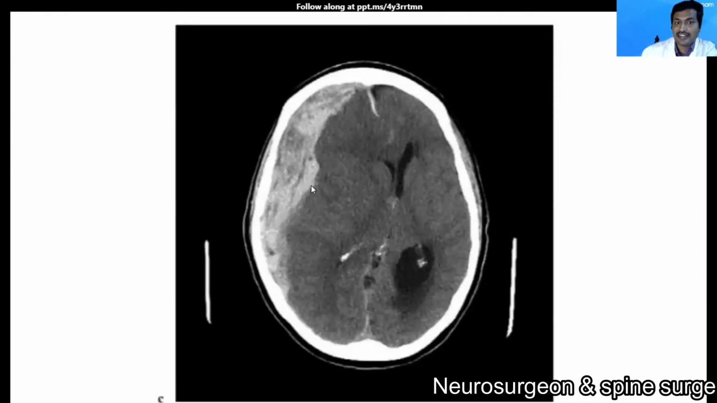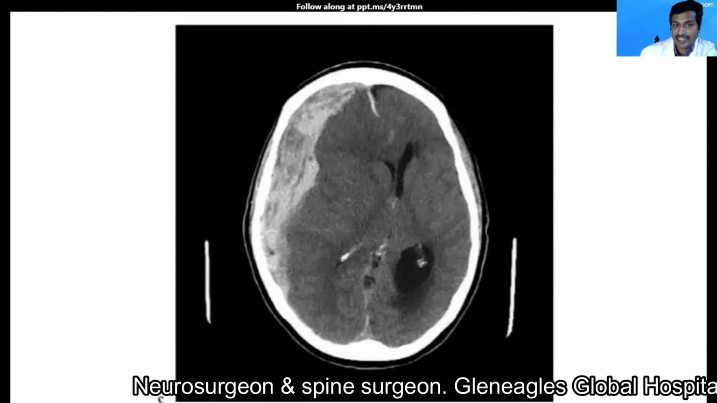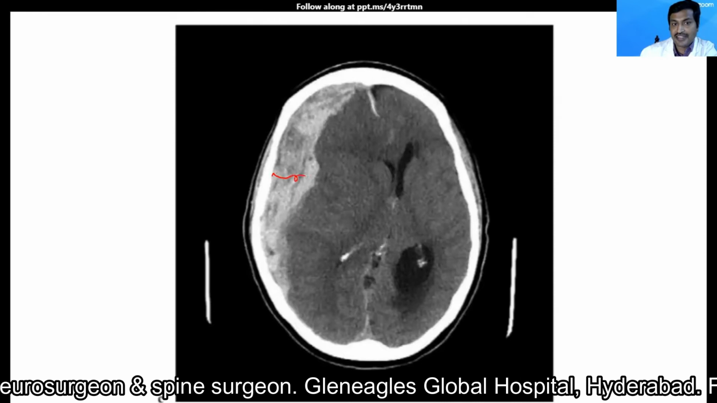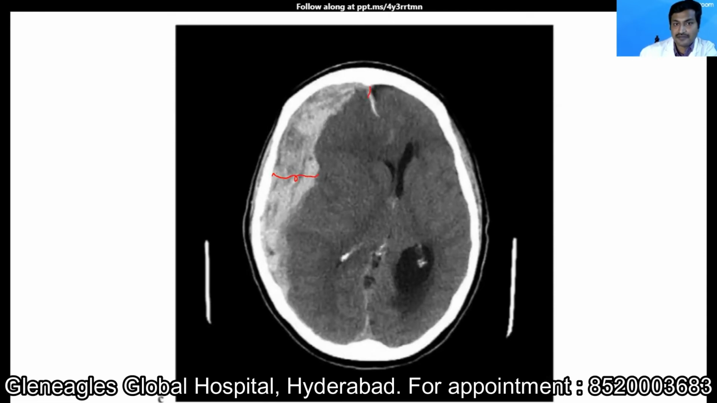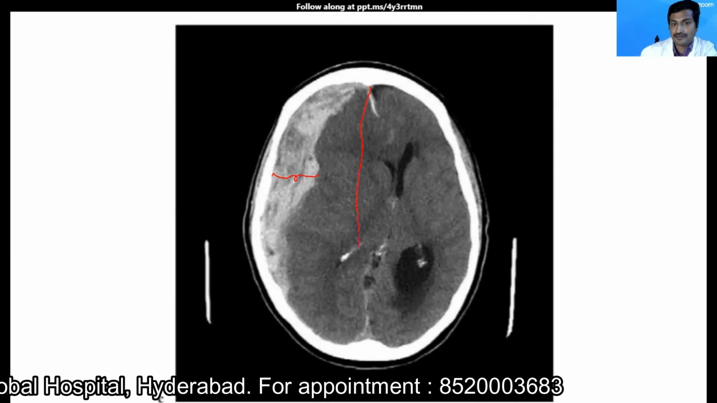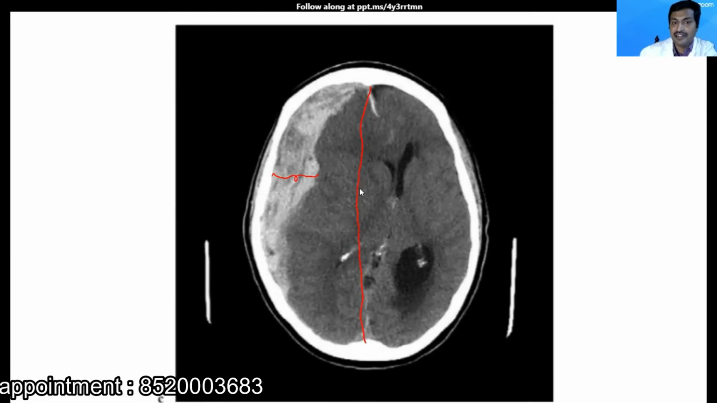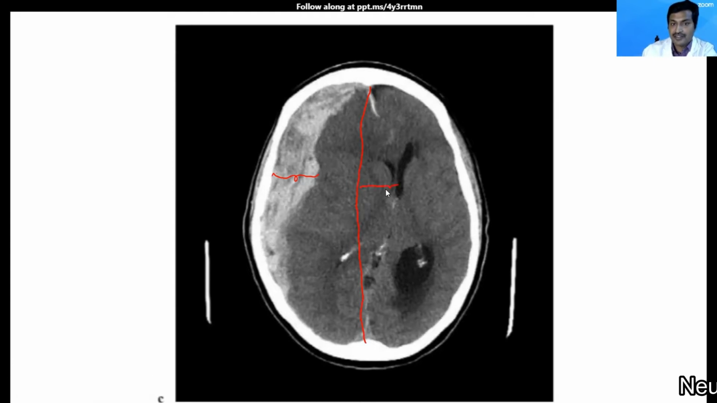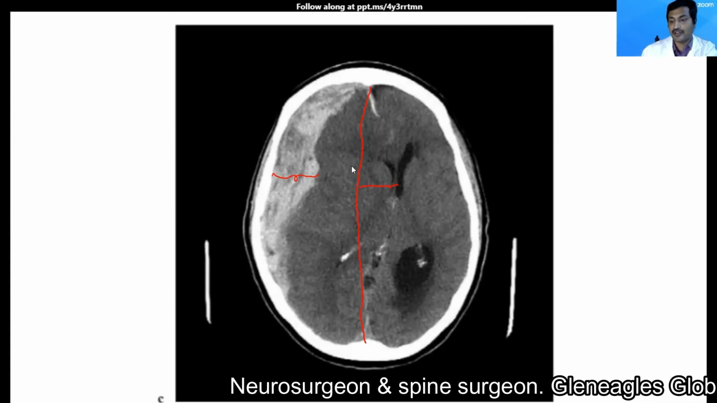So this is one classical example of an acute subdural hematoma. You can see the thickness of the bleed is obviously more than 1 centimeter. The midline shift, which I'm showing now, is measured from a straight line drawn with the hand. So this midline shift is more than 5 mm. So this is a classical indication for surgical intervention in the case of acute subdural hematoma.